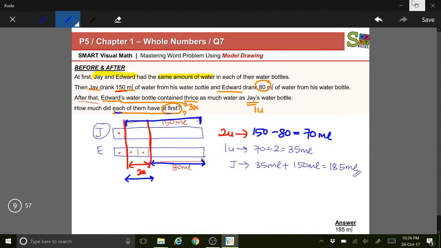Alright, so that's the question, that's how you solve it. This is before and after, but we can draw exactly on the same model itself.